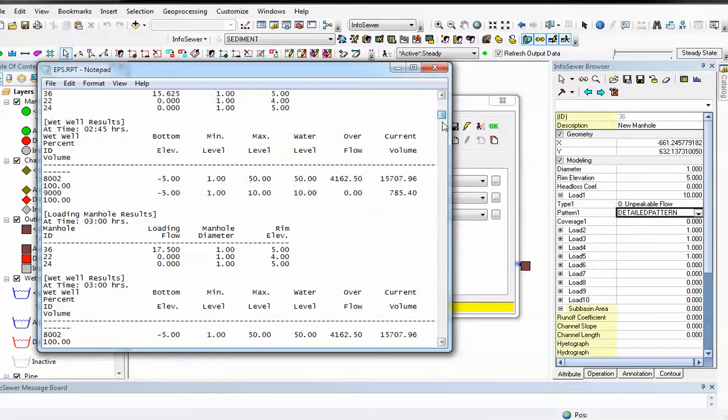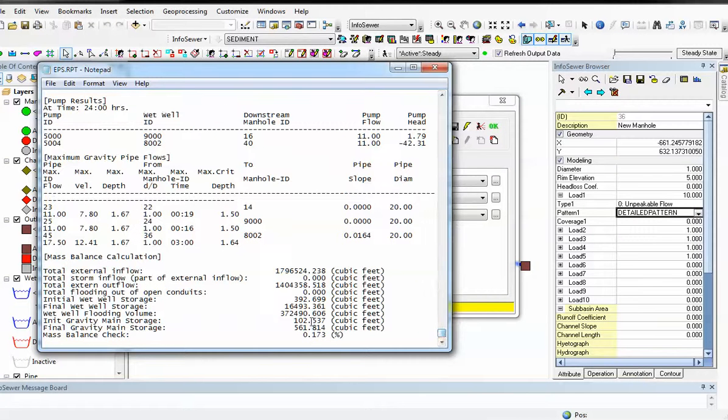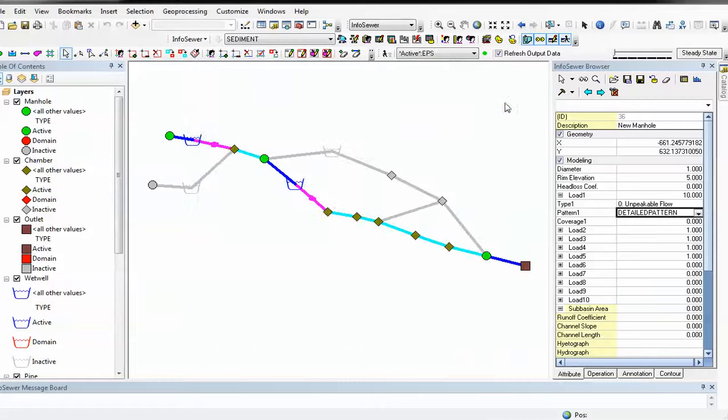and it gives you an overall continuity error, and you want to make sure that the inflow equals the outflow, and a 0.17% is a good continuity error. So this is basically a dendritic force main, and it's the same force main that we ran with the EPS.